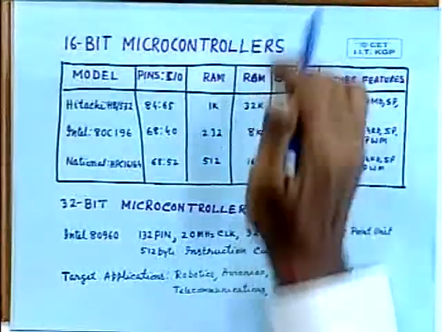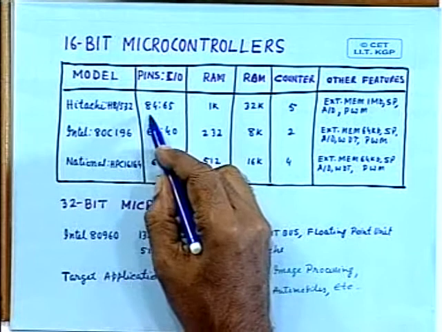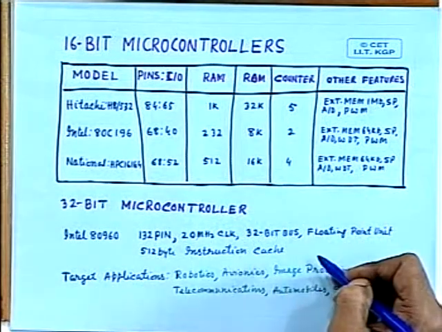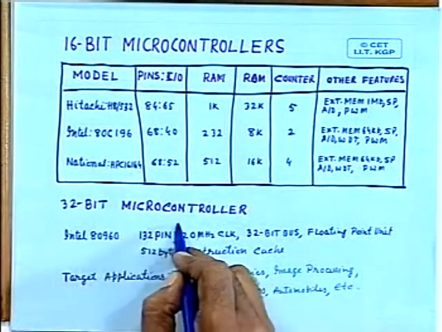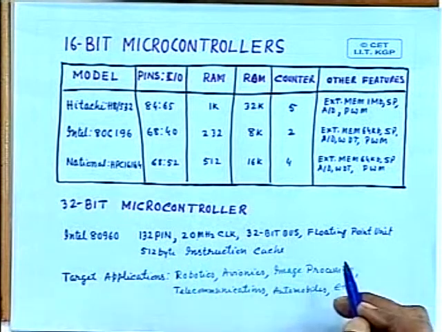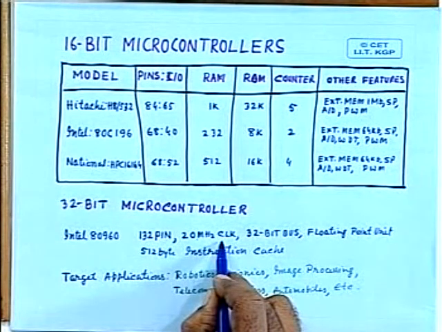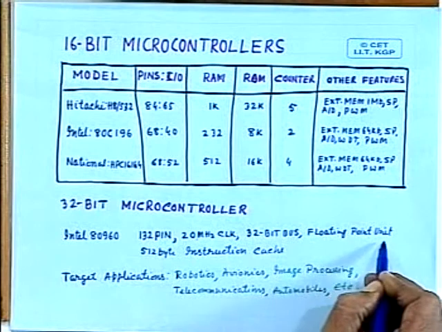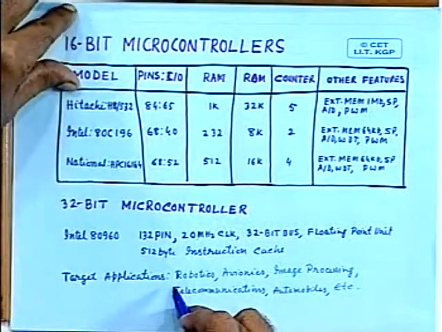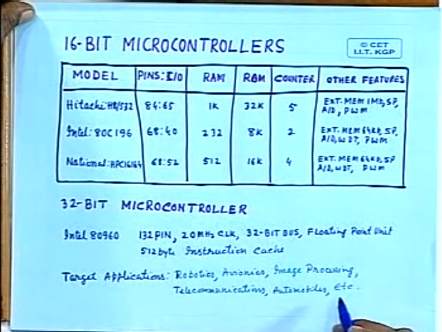Microcontrollers are also available in 16-bit and 32-bit. These are the 16-bit microcontrollers with 84 pin or 68 pin, having RAM of 1K, ROM of 32K, and this is the ultimate powerful microcontroller, Intel 80960, very powerful, very sophisticated microcontroller, and it is available in 132 pin, operates at 20 megahertz, so you can see it is very fast. 32-bit bus, it is provided with floating point unit, 512 bytes of instruction cache, and it is intended for very sophisticated applications like robotics, avionics, image processing, telecommunications, automobiles, etc.